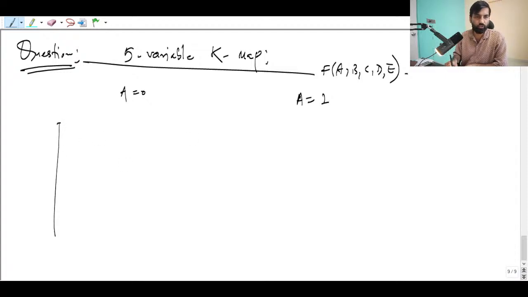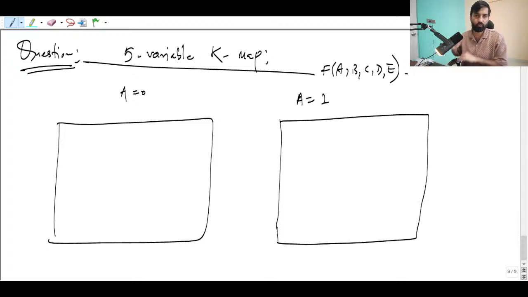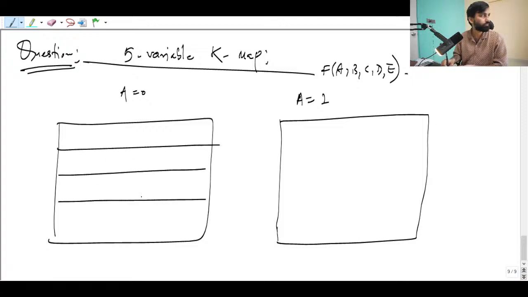So quickly you can draw the K map, and you have to always draw a 4 variable K map here, fixing one of the variables.